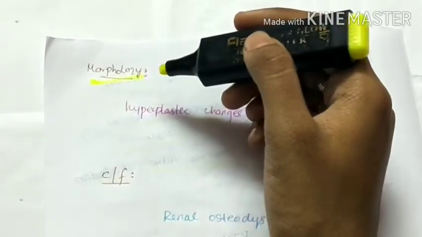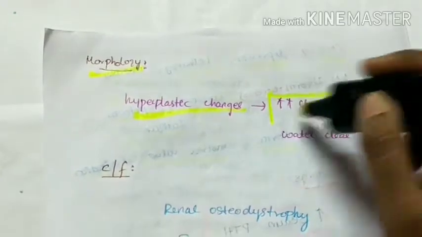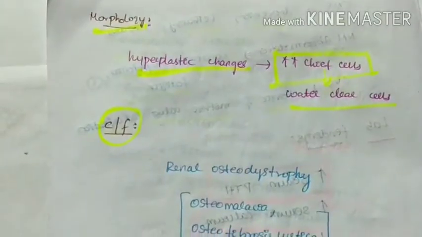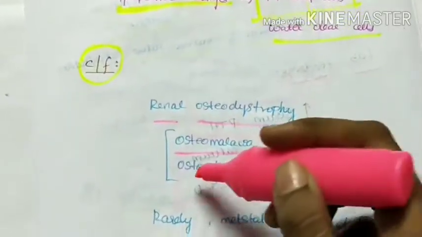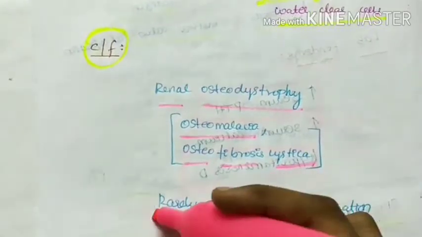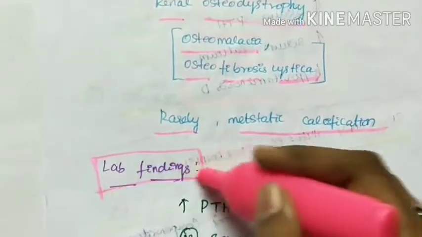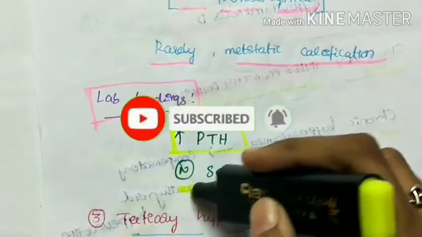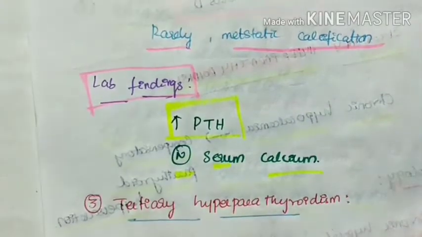Morphology of secondary hyperparathyroidism. There are hyperplastic changes seen, increase in number of chief cells, and they are water clear cells. Clinical features of secondary hyperparathyroidism include there is renal osteodystrophy leading to osteomalacia, osteitis fibrosa cystica. Rarely, there is also metastatic calcification. Lab findings in secondary hyperparathyroidism is there is increased levels of parathyroid hormone, but there is normal serum calcium. Whereas in primary, there is also increased serum calcium levels.